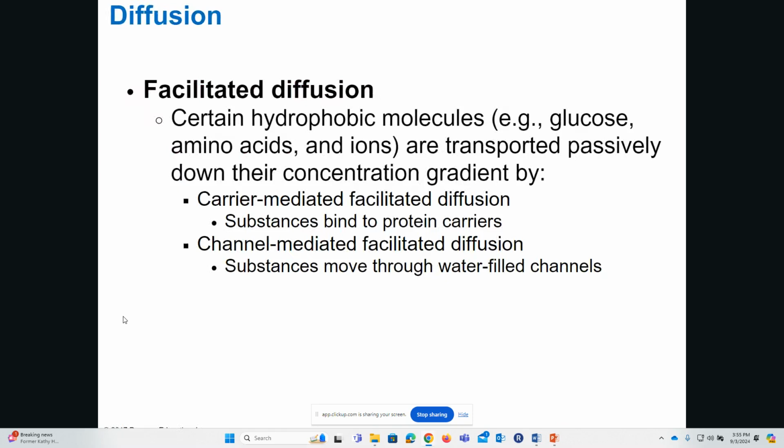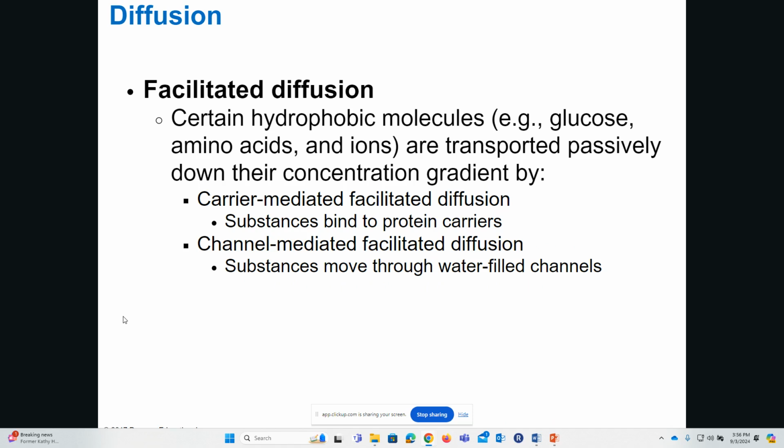And that brings us to facilitated diffusion. Facilitated diffusion is really similar to simple diffusion, except we're going to bring in integral proteins, either channel or carrier integral proteins, because facilitated diffusion is facilitated by carriers and channels. And this is what we would use if we want to move something that's maybe not lipid soluble. Maybe it's a little bit bigger, maybe it has a charge, maybe something like glucose or amino acids or ions. And we still want to transport it passively.